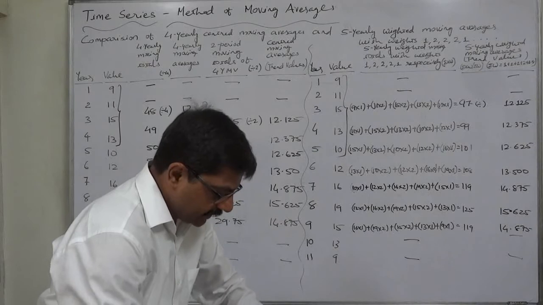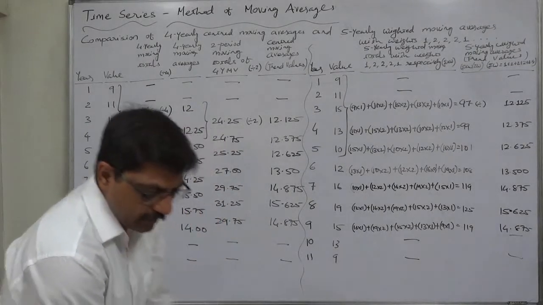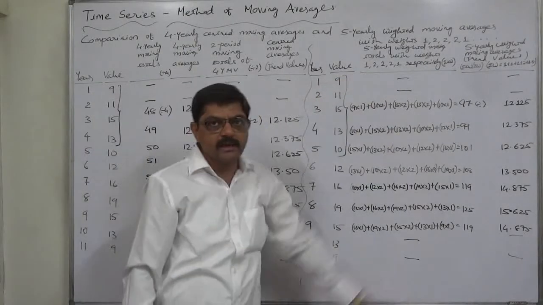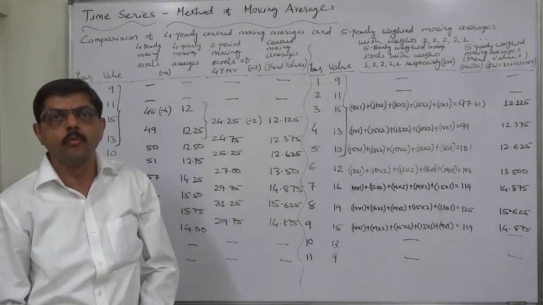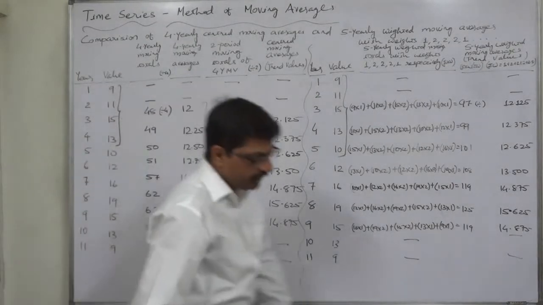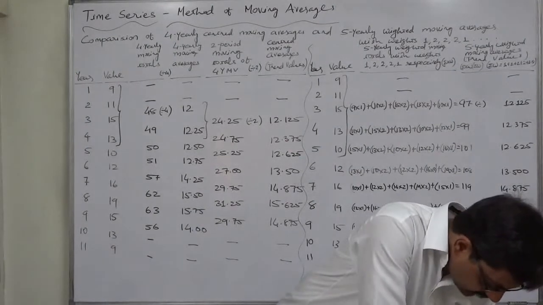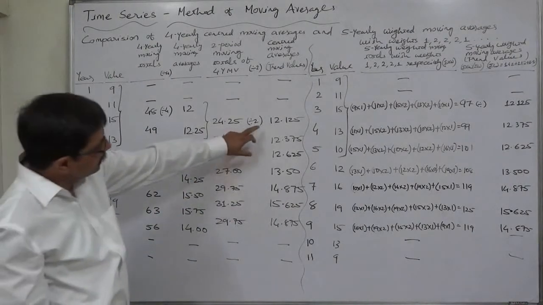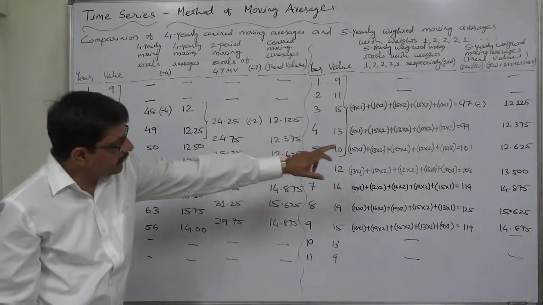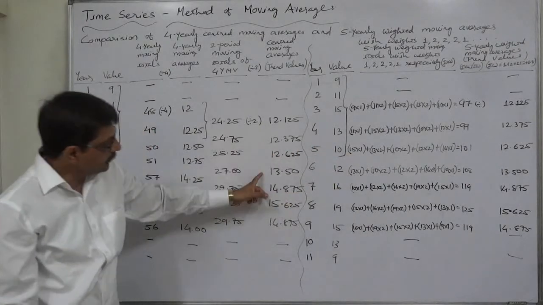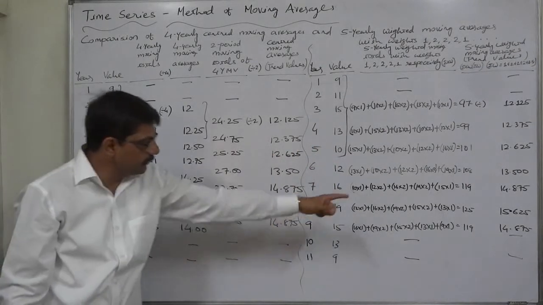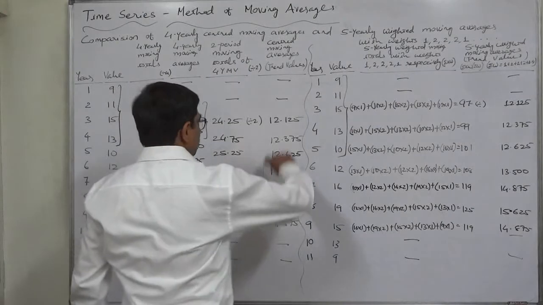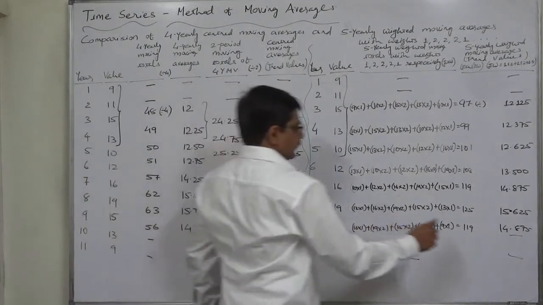What exactly did we do? We found 4 yearly centered moving averages and 5 yearly weighted moving averages with weights 1, 2, 2, 2, 1 respectively. And if we compare these two, the result is interesting. Compare the trend values: 12.125, 12.375, 12.625, 13.5, 14.875, 15.625, 14.875. The trend values in both cases are same.